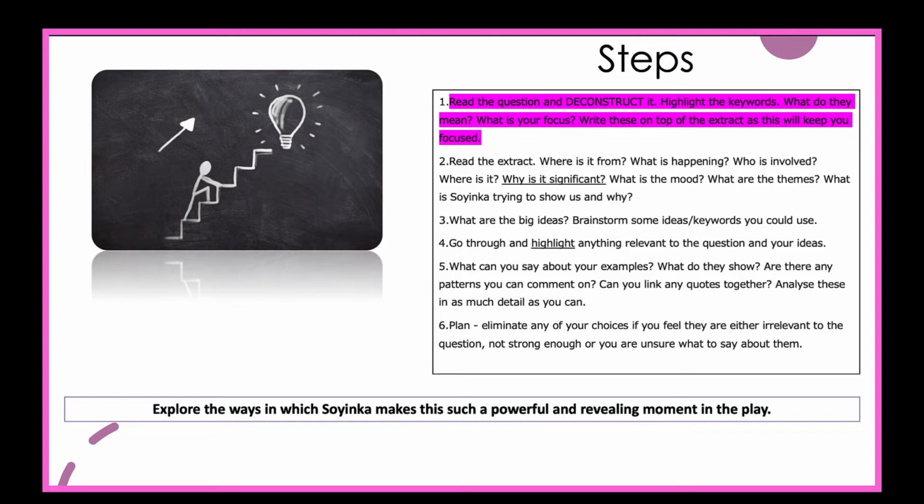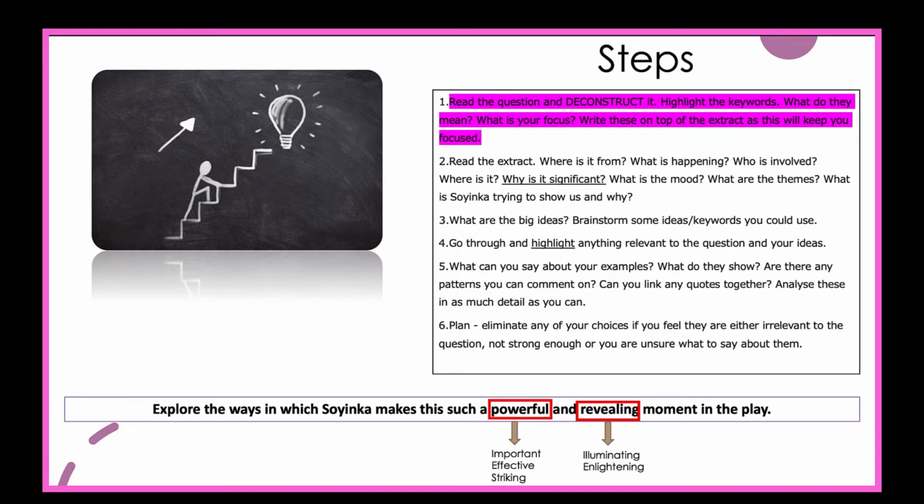So the first thing to do is simply read the question and deconstruct it. By that I mean highlight the key words. What do they mean? What then is your focus? What do you understand your focus to be when you're looking at the extract? Think about the key words and what they mean, and also think about any synonyms for those key words, because obviously what you don't want is to sound too repetitive in your answer. So you can use the key words such as powerful and revealing, but you can also make sure that you're using some synonyms for those as well.